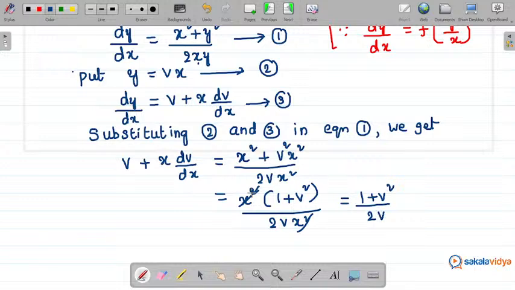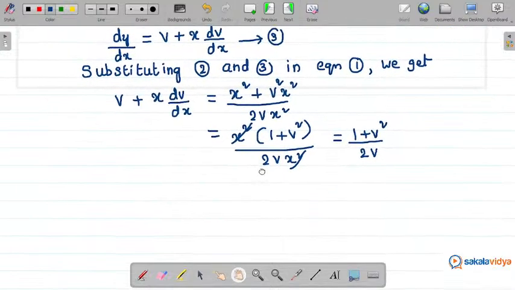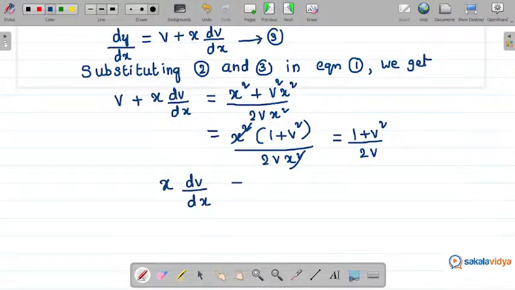Now let us transpose v to the right hand side. By transposing v to the right hand side, we get x dv by dx equals 1 plus v square divided by 2v minus v. Let us simplify the right hand side. Here 2v is the LCM.